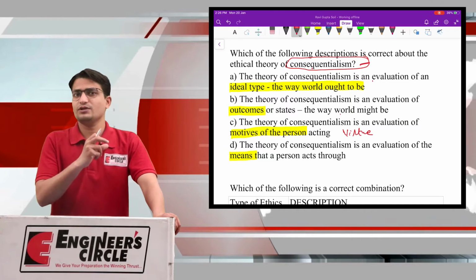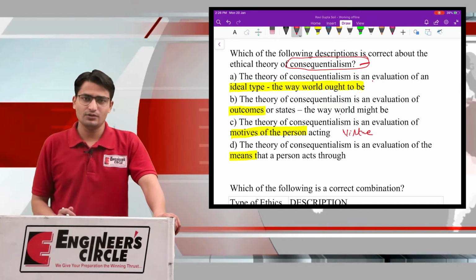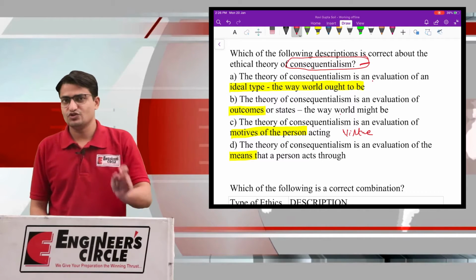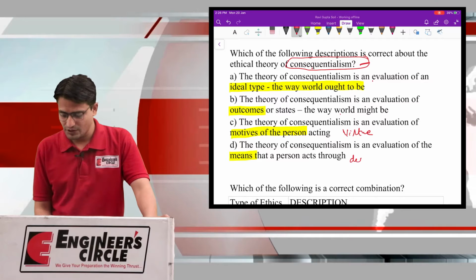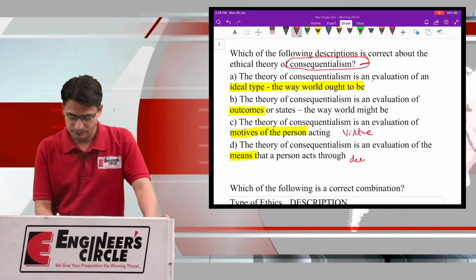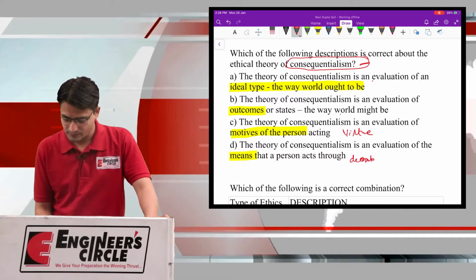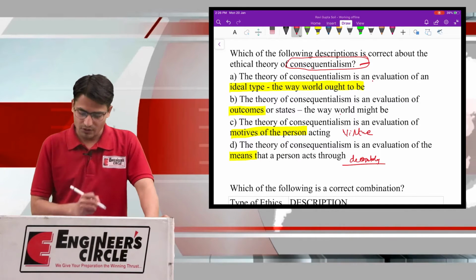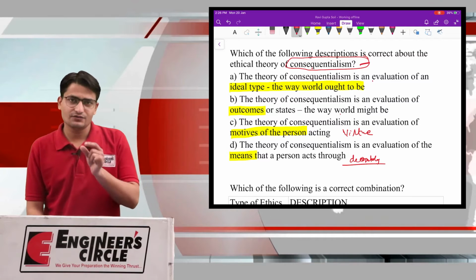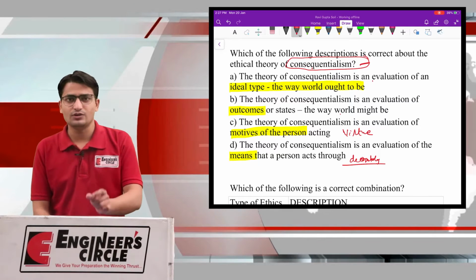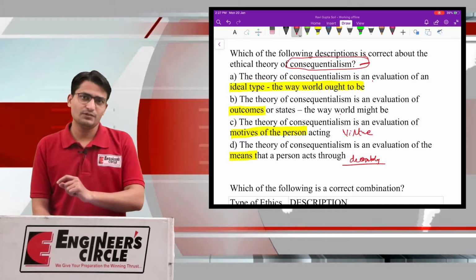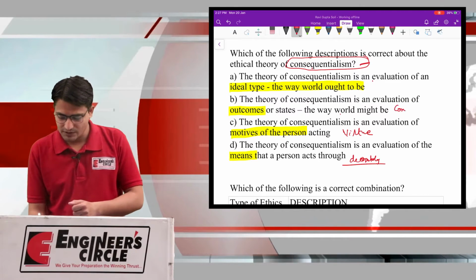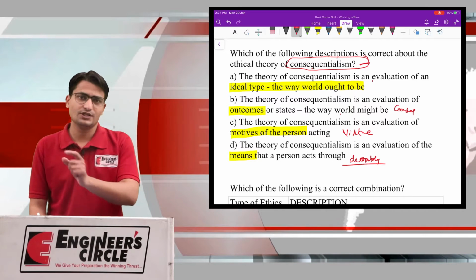Your means should be good, and automatically ends will be good. So when you are focusing on means, you are focusing on your duties. So it will be the deontological ethics part. So it will come under deontology. B option, if you talk about, then it is very clear, it is focusing on the evaluation of outcomes. So your outcome must be good. Outcomes implies consequences. So B option relates with the consequentialist approach, the teleological approach.